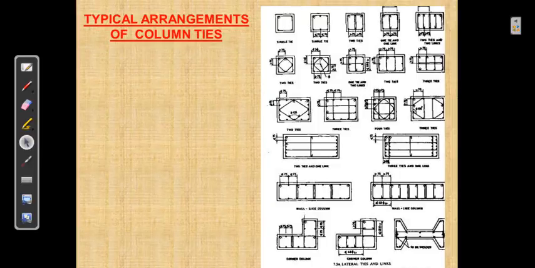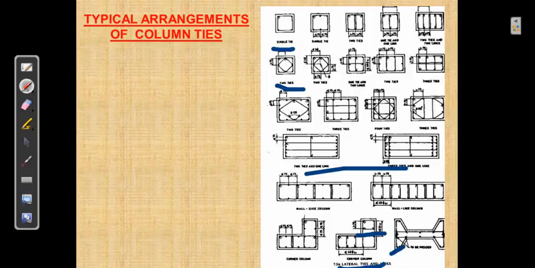Then, typical arrangements of column ties. See, this is the simple tie. This one. Okay, this is the two ties. See, this is the lateral ties and links. Both are. Okay. So typical arrangements of column ties, lateral ties.